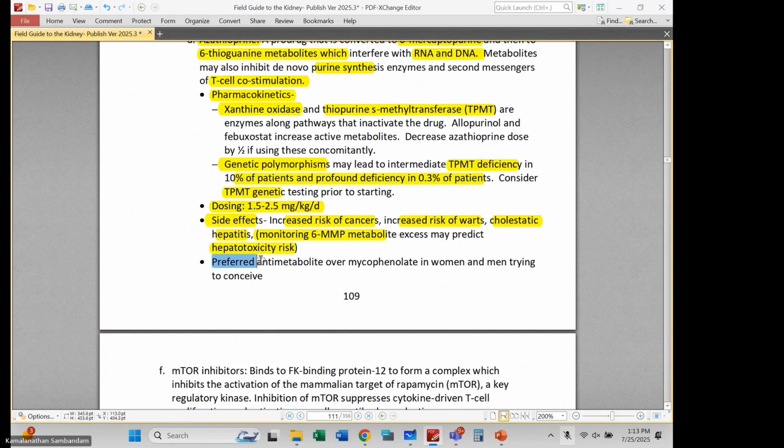Okay. And this is the preferred antimetabolite in women trying to get pregnant. I would say most people do not change to azathioprine in men that are trying to father children. Okay. Questions about our antimetabolites before we end there?